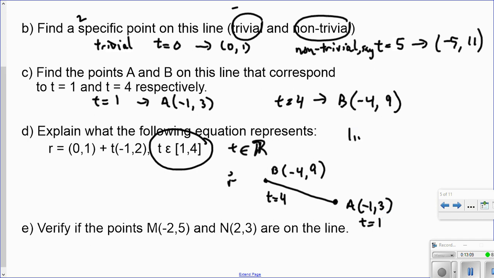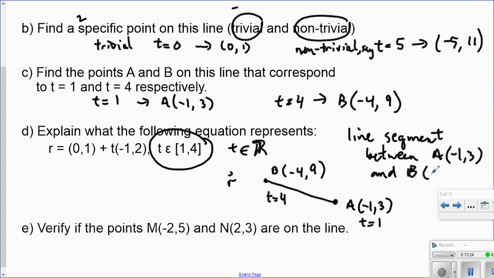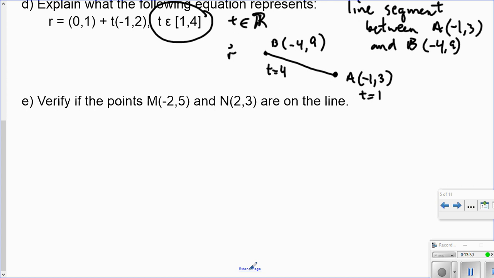That's just a line segment between A, which was (-1, 3), and B, (-4, 9). Okay, and then finally, verify to see if the points M (-2, 5) and N (2, 3) are on the line.